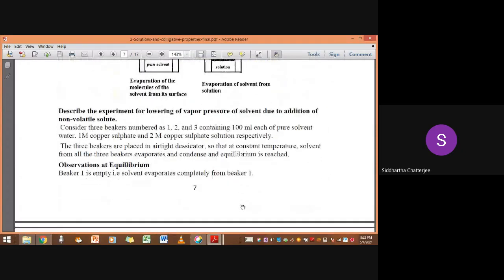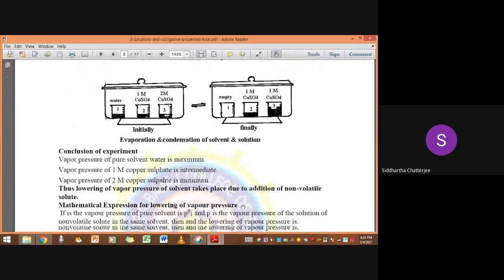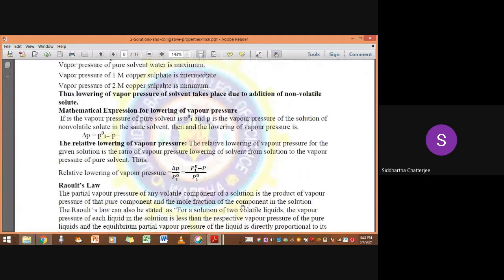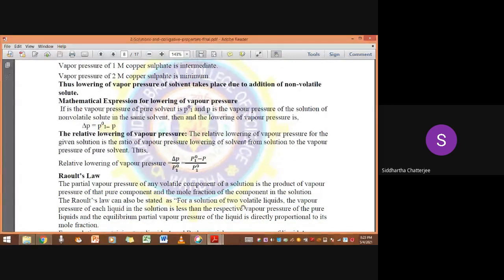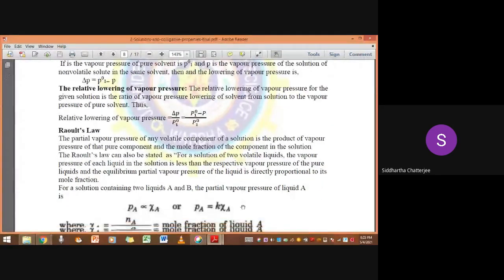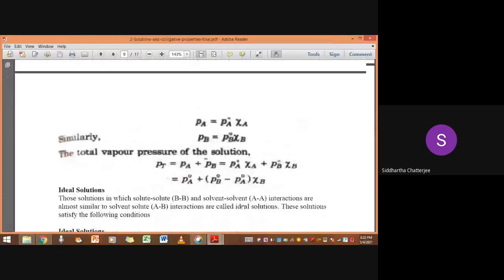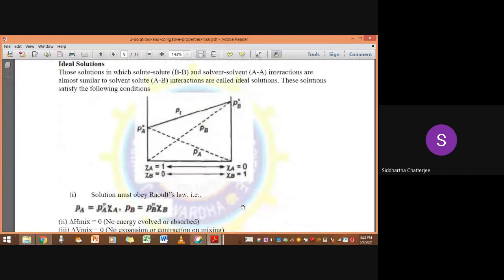Then all these, the example and experiment that you have already studied. Delta P by P0, where delta P means P0 minus P, is the relative lowering of the vapor pressure, which you are finding in terms of the mole fraction. Ultimately, you are finding the ideal solution, which you have also explained.